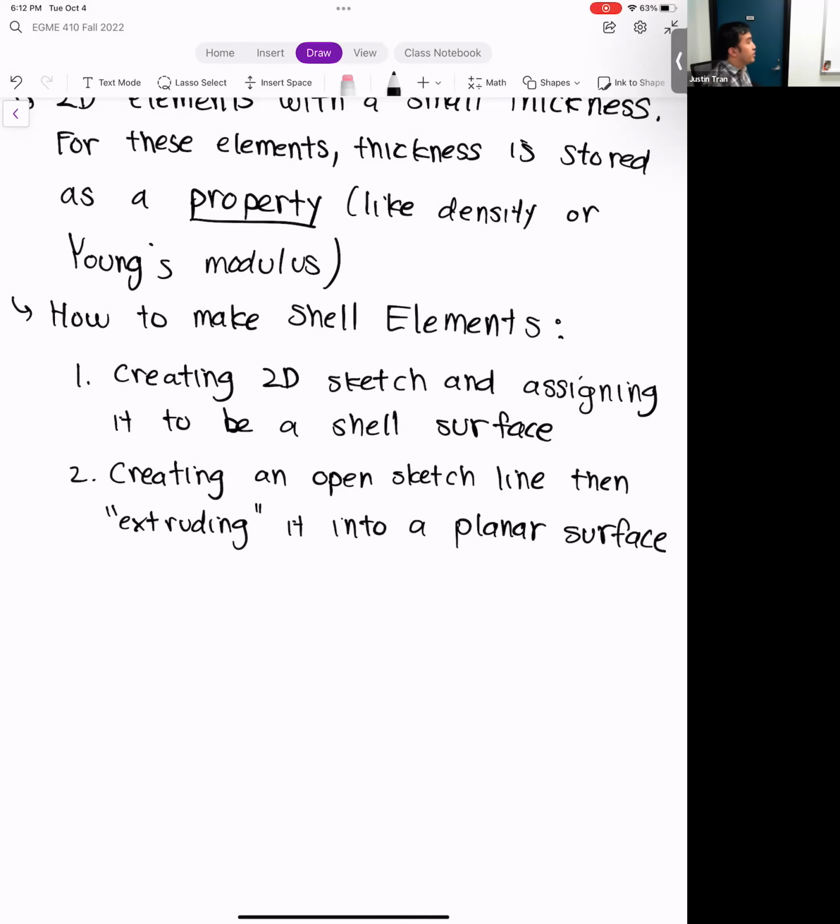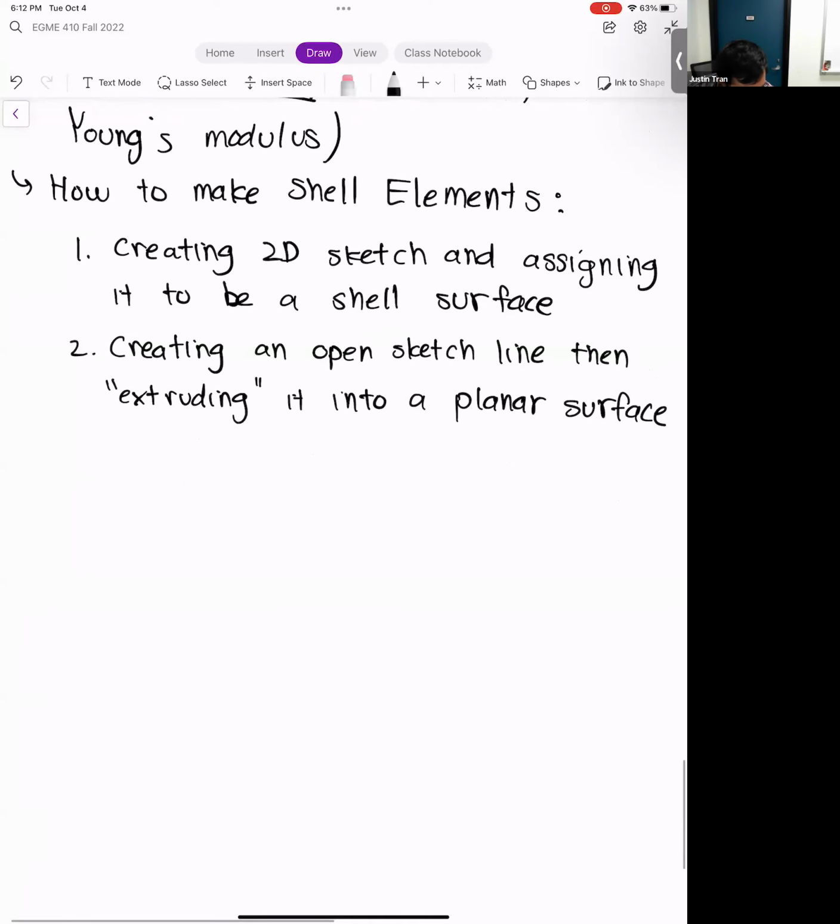Another way to create a shell surface is to create just what I call an open sketch. That's basically a line, and then from there you can extrude it into a 2D surface. As an example here, let's say that we created a line that looks like this.